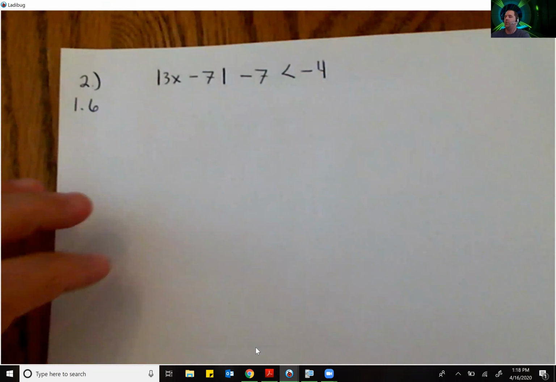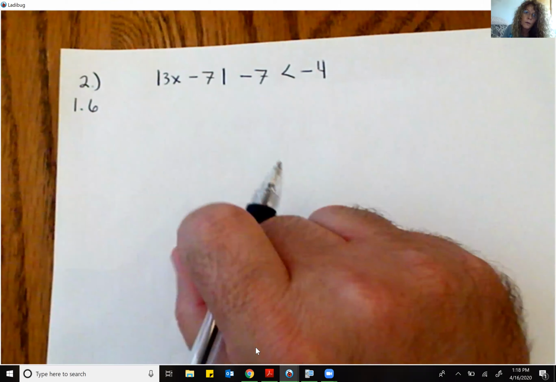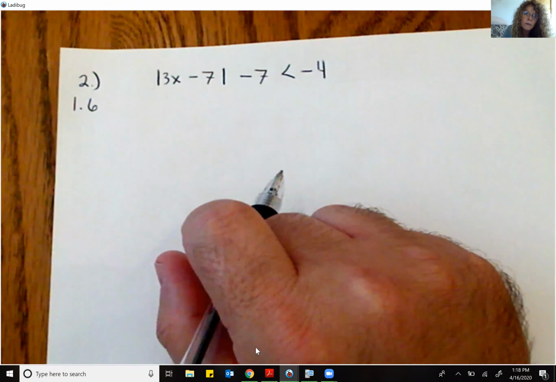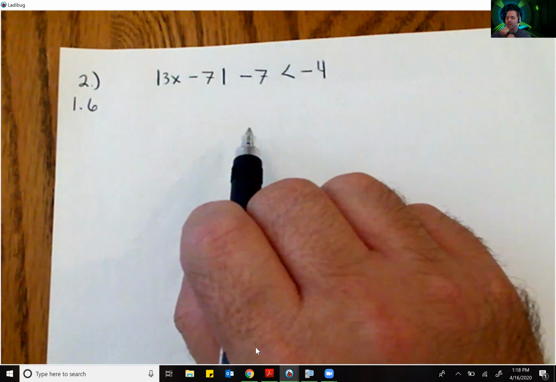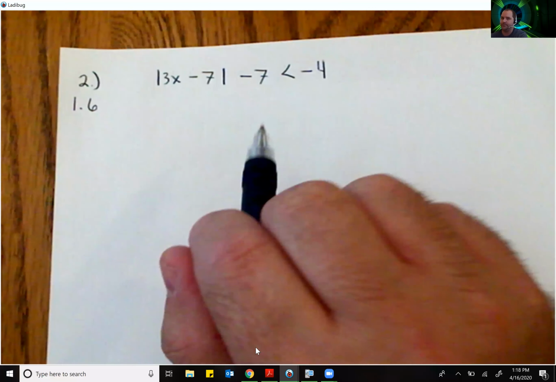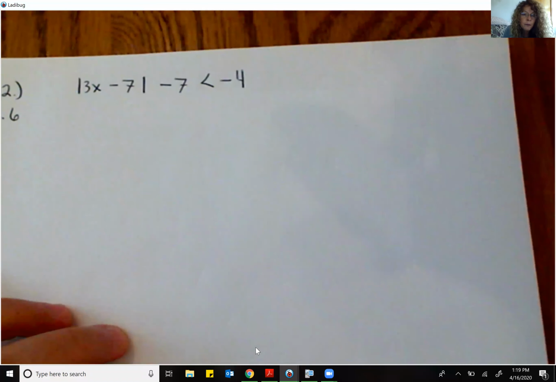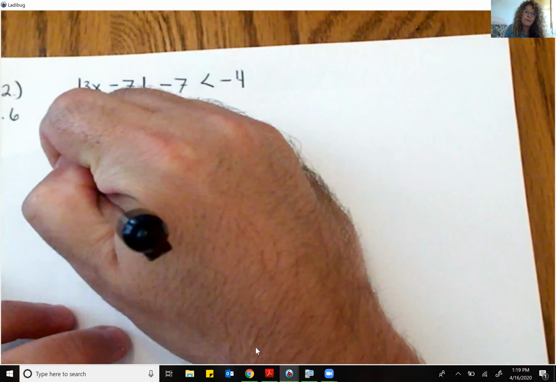So what do you know about absolute values? How many answers are there? 2, which means that you're really dealing with 2 inequalities here. But before I can write those 2 inequalities, what do you have to do? Get rid of the absolute value? Nope, not yet. Before we can write our two inequalities, what has to happen?